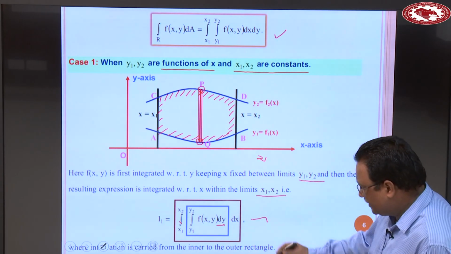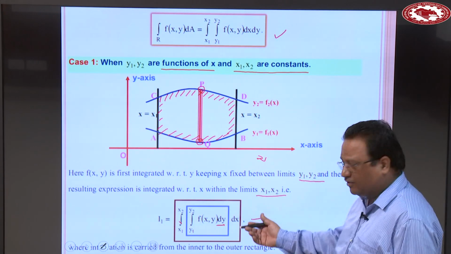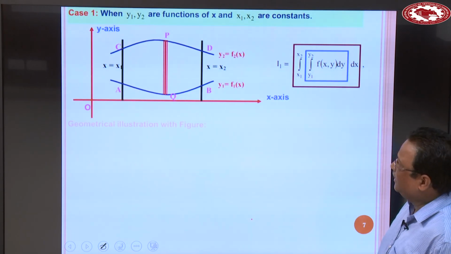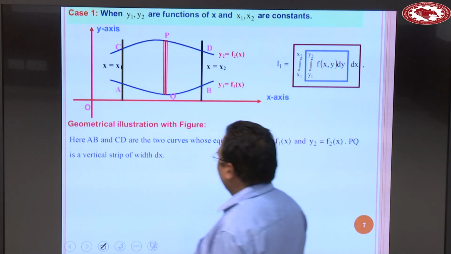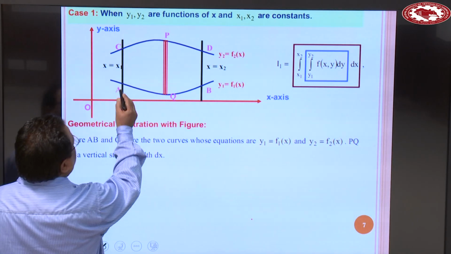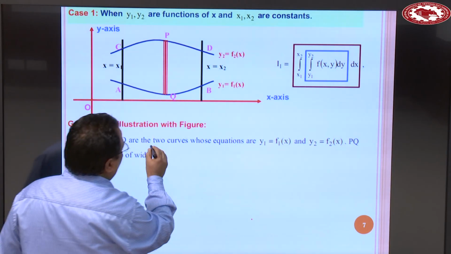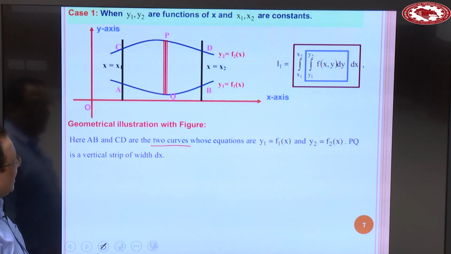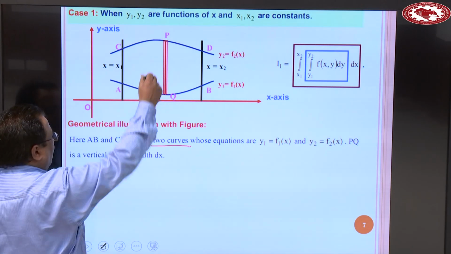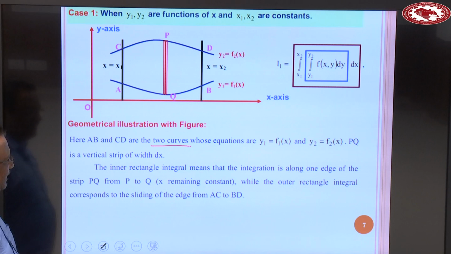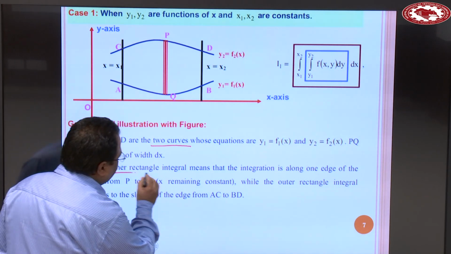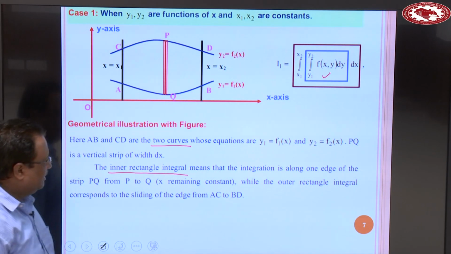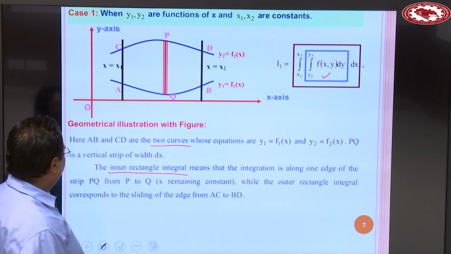Now what is the geometrical interpretation of this whole result? The integration is carried from inner integral to outer integral, so you first solve the inner integral and then the outer integral. Now what is the geometrical illustration with figure? Here AB and CD are two curves whose equations are y1 = f1(x) and y2 = f2(x), and PQ is this vertical strip with width dx. The inner integral means the integration is along one edge of strip PQ.